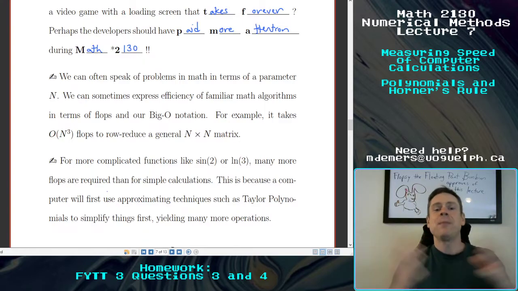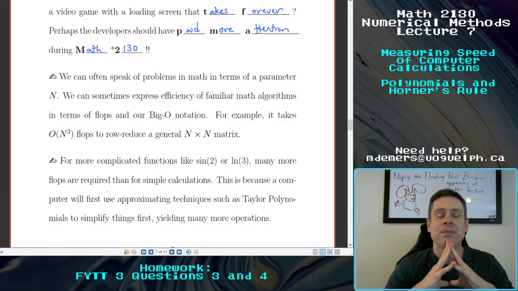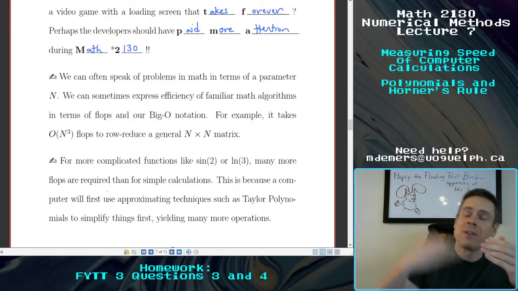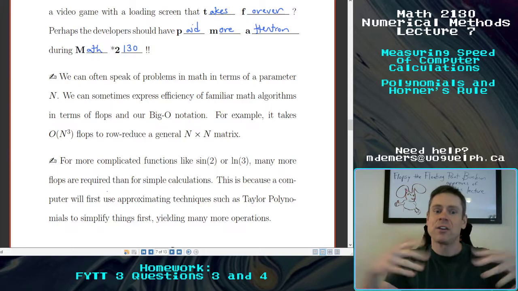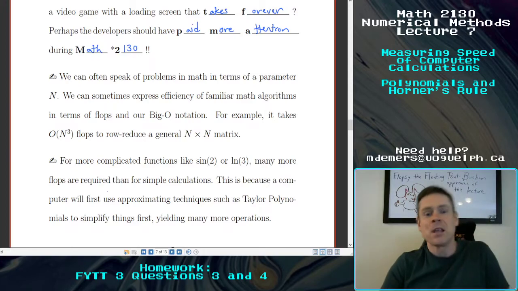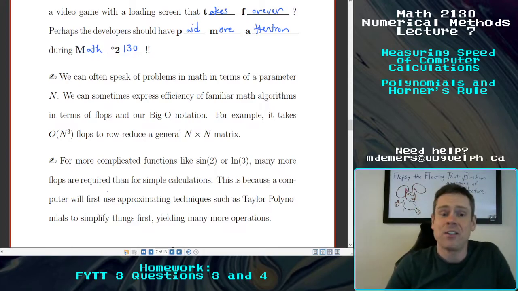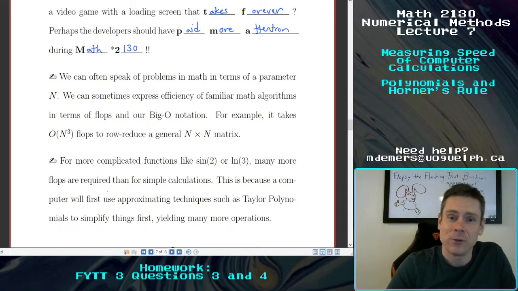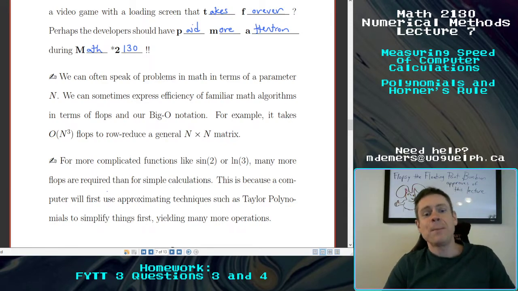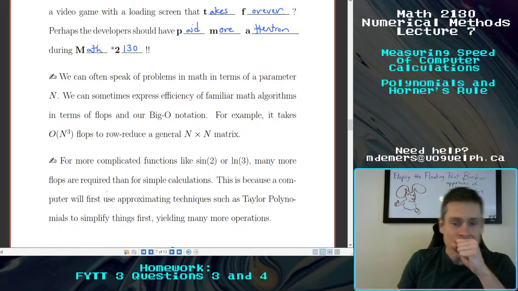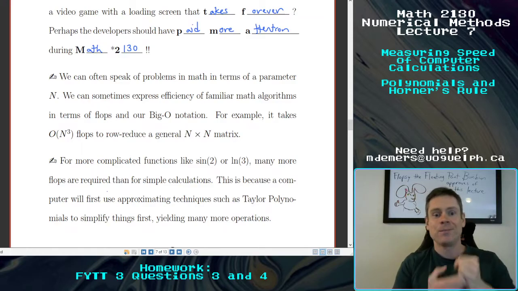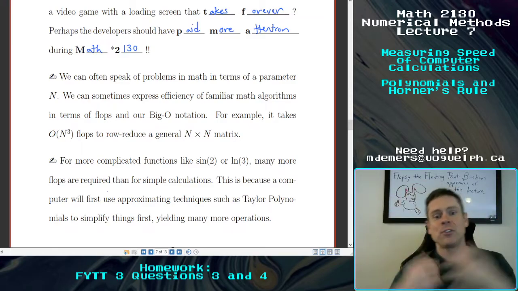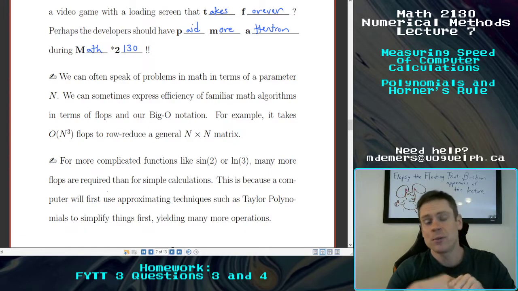So oftentimes we can talk in terms of a parameter n and the number of different calculations, different operations that are involved in an algorithm, and then actually speak in terms of our Big O notation that we used a couple of lectures ago. So there's a really cool example right here with regards to matrices. We know by taking linear algebra courses that sometimes it's helpful to row reduce a matrix into a triangular form of some sort.